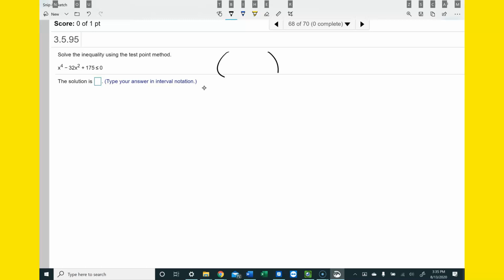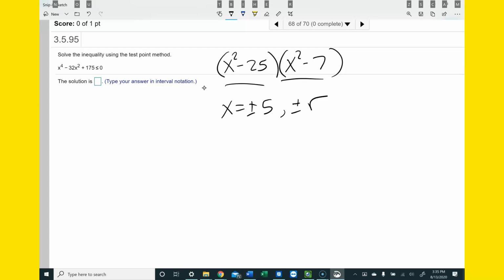This will factor. What two things multiply to get x to the 4th? x squared and x squared. What can multiply to get 175 and add to get -32? -25 and -7. So if I set this one equal to 0, I get x equals plus or minus 5. If I set this one equal to 0, I get plus or minus the square root of 7, which is about 2.65.